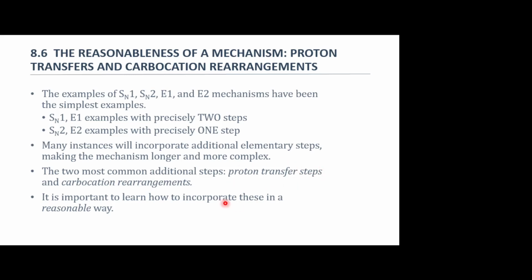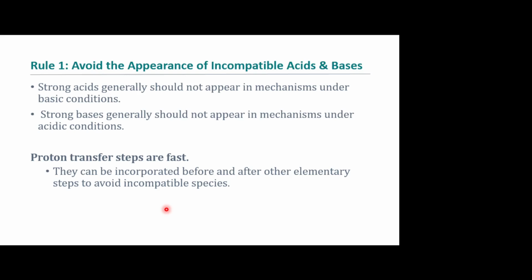Now, the reasonableness is going to be very important. When you're incorporating these steps, you need to do them in a reasonable way that actually makes sense with all the other chemistry you know. Strong acids generally should not appear in a mechanism under basic conditions. If you're doing this reaction in NaOH, it doesn't make any sense to make hydronium. It's silly, right? But know that you're going to be tempted, because the shortest way would be to make hydronium. You need to go, wait a second, I'm in basic conditions. No, that doesn't make sense.